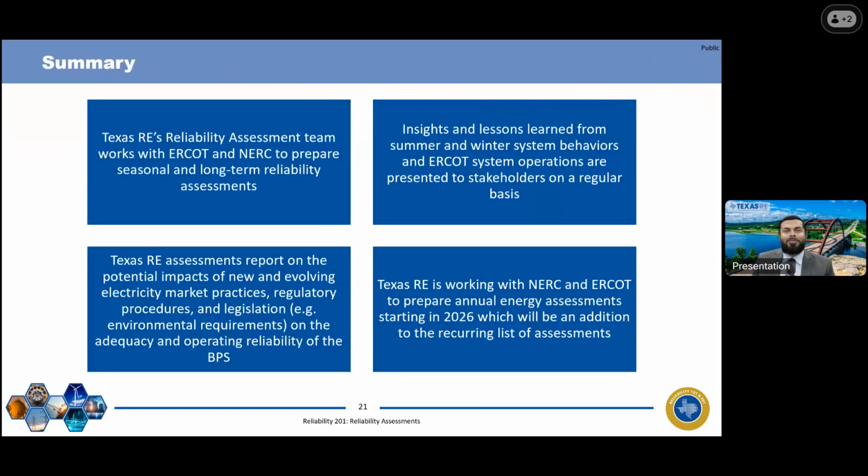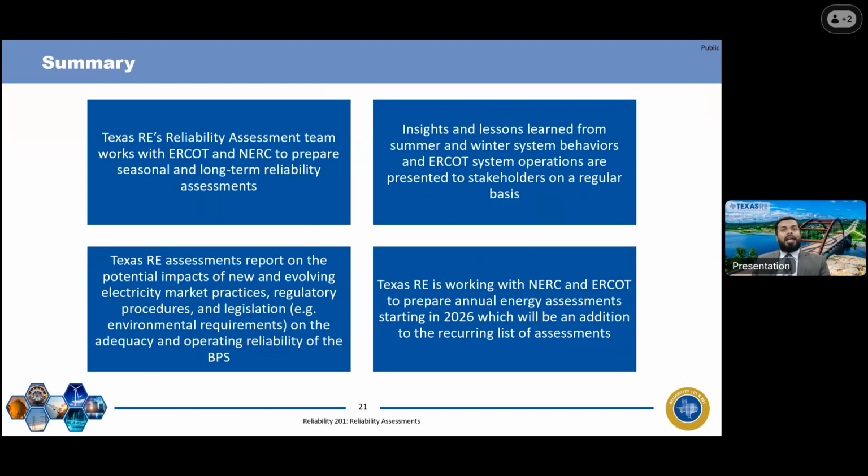Now, let's summarize what we have learned in our presentation today. We work very closely with the staff from ERCOT and NERC in preparing and performing all of our assessments. After every seasonal assessment, we look back at summer and winter. We observe the system behaviors and learn more from the ERCOT system operations and the extreme events. The insights and lessons learned help us in identifying ways that we can improve our reliability assessments.